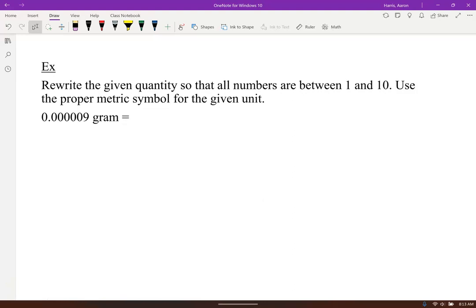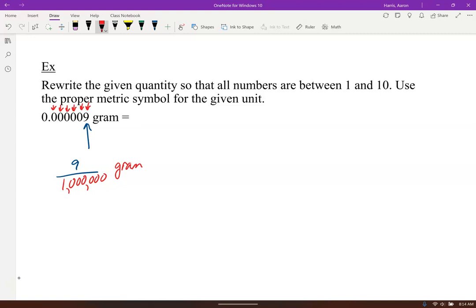All right, so this one, rewrite the given quantity so that all numbers are between 1 and 10. Use the proper metric symbol for the given unit. So we have 0.000009 grams. In other words, if you were to read this, this is 9. And what position is that? Well, that one's tenths, hundredths, thousandths, 10,000ths, 100,000ths, millionths. That's 9 millionths of a gram.